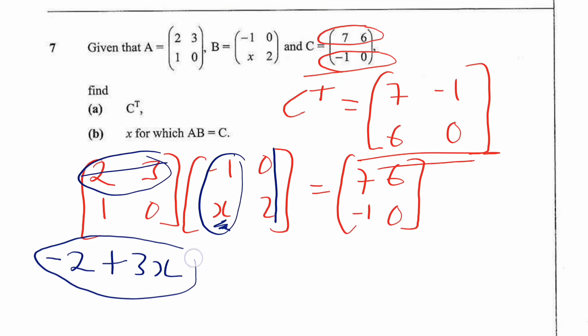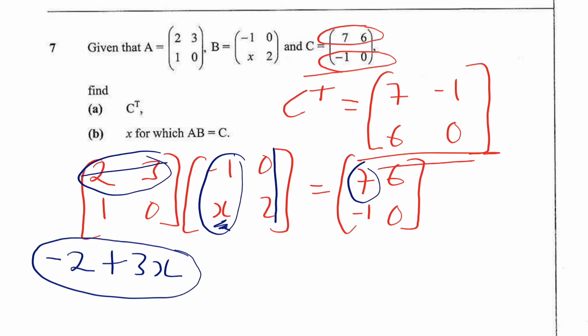This here is equal to the first term there. Let me show you something so that you understand what I'm talking about. This is the first element, which is 7. If you want to know this answer, 6 here, we can find it by doing 2 times 0, which is 0, plus 3 times 2 is 6. You see, we find this 6.